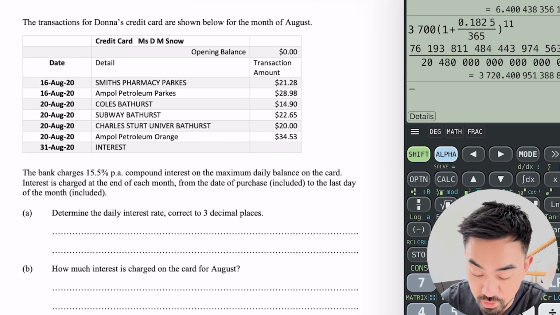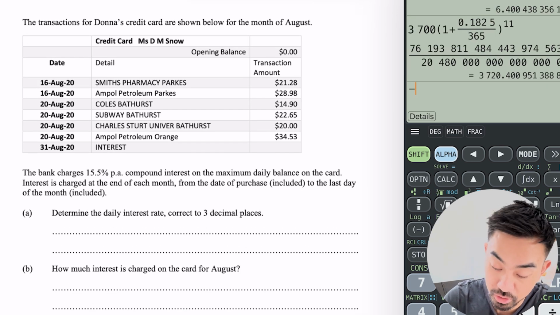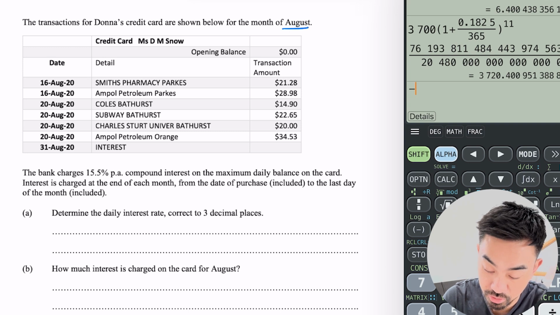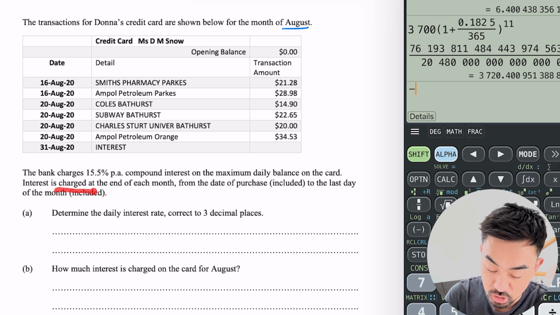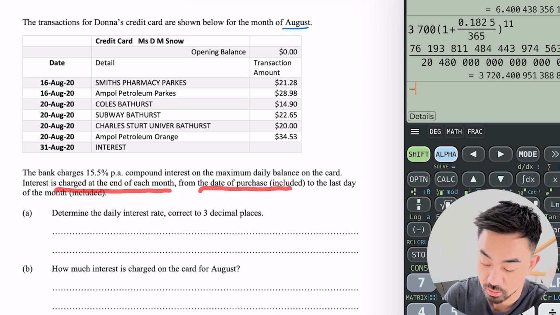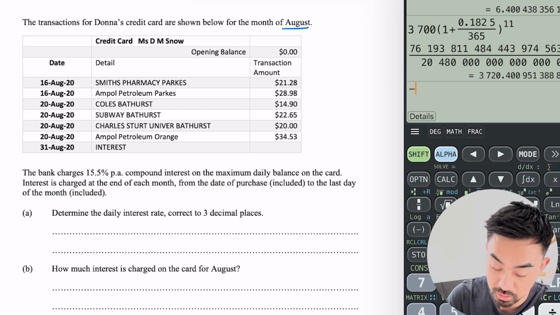All right, let's do this one. So the transaction for Donna's credit card is shown on the month of August. All right, so here we've got the credit card statement all listed here. The bank charges 15.5% compound interest on the maximum daily balance at the end on the card. Interest is charged at the end of the month from the day of purchase included and the day of payment. All right, so that's pretty clear.